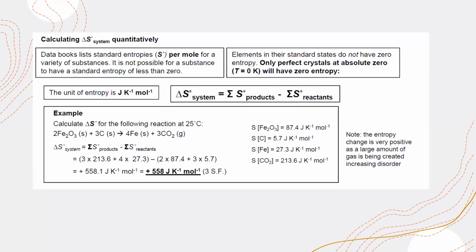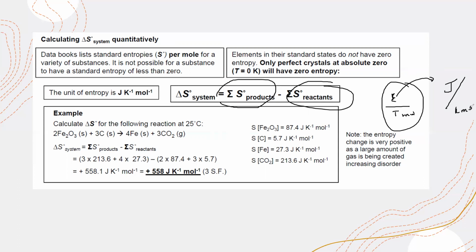But then there is also quantitative analysis, which is a way to calculate the entropy of a system. So what is the formula to calculate the entropy change of the system? It is the sum of the standard entropies of the products minus the sum of the entropies of the reactants. Summation means the sum of entropies, which will be given. The unit of entropy is joule per Kelvin per mole. So it is basically energy divided by temperature and divided by mole. The unit of energy is joule, temperature is Kelvin, and amount is mole.